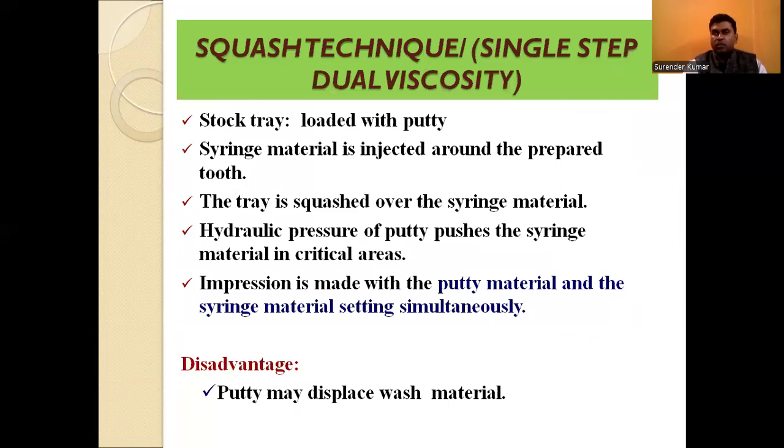Then coming to the squash technique, single step dual viscosity. That is single step. In the stock tray, we load the putty, and the syringe material is injected around the prepared tooth, and then the tray is squashed over the syringe material. The hydraulic pressure of the putty pushes the syringe material into the critical area. The impression is made with the putty material and the syringe material setting simultaneously. But there is a disadvantage that the putty might displace the wash material.